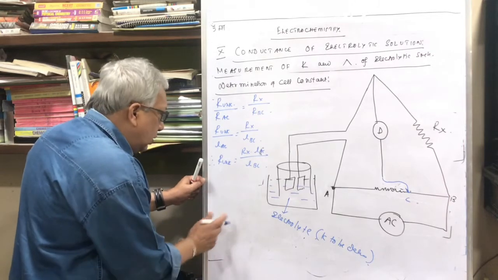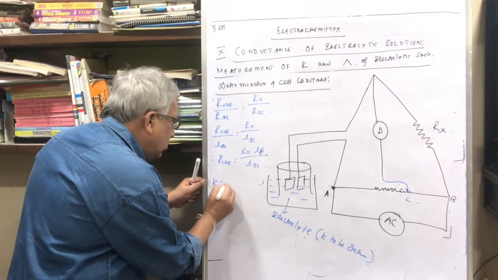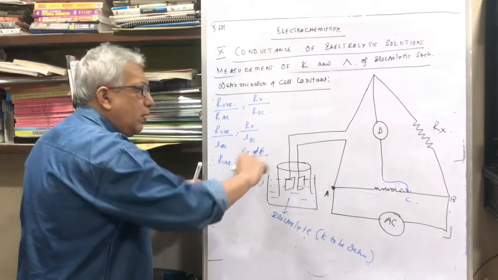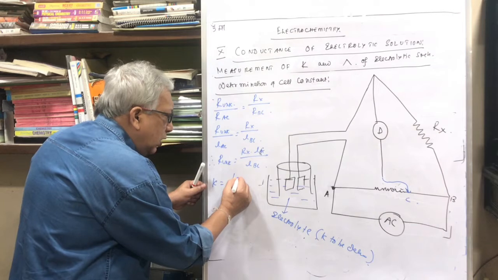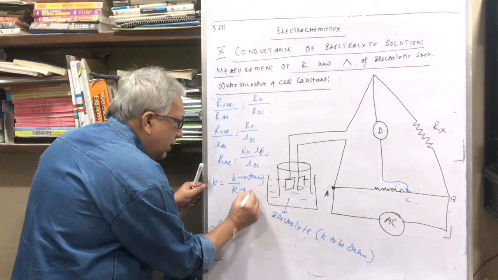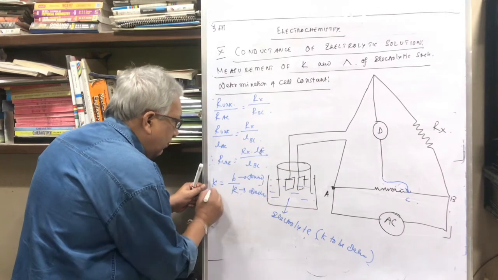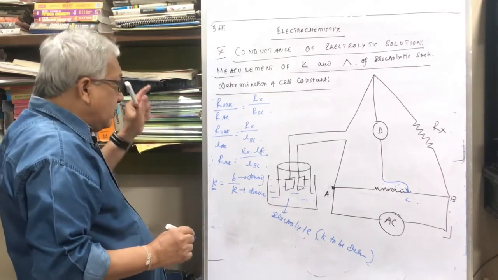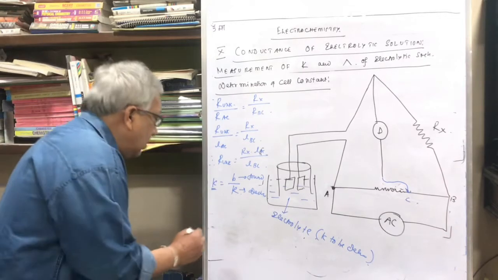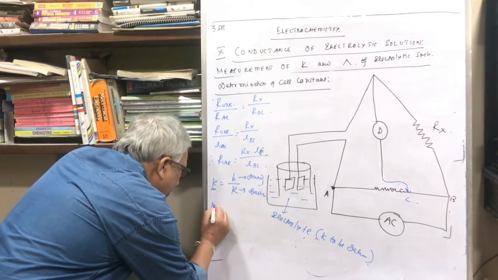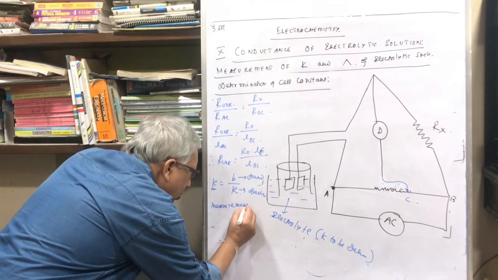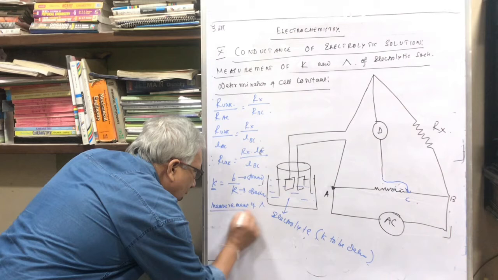Now I say K is equal to B upon R. Now B is already found out by the previous experiment, and R is determined. Now I can find out the K. Once I find out the K, I can find out the lambda. So the measurement of lambda, that is molar conductivity.